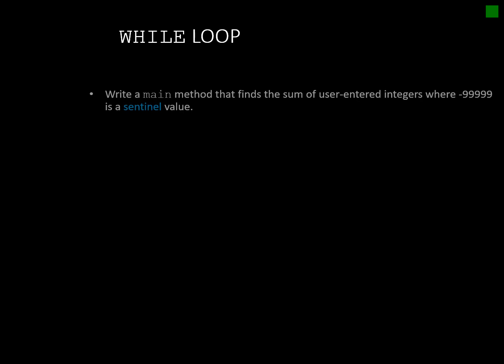I want you to write some pseudocode for an algorithm that finds the sum of a bunch of user-entered integers using negative 999999 as a sentinel value. If you recall, a sentinel value is a value that you're unlikely to encounter during normal operations as a means to break out of the loop. So go ahead, pause the video, and think about and write down your algorithm in pseudocode now.